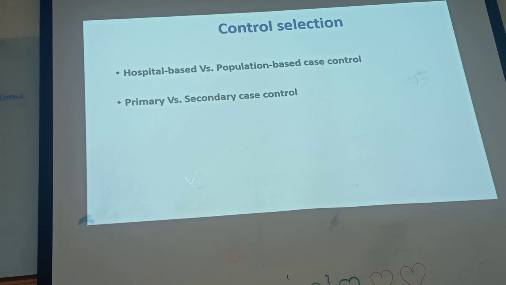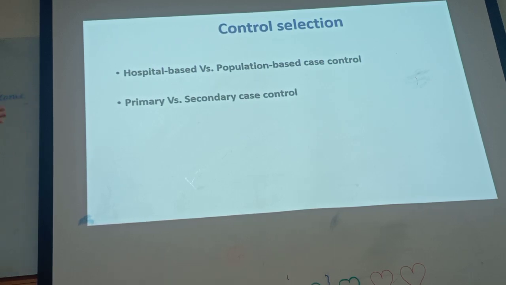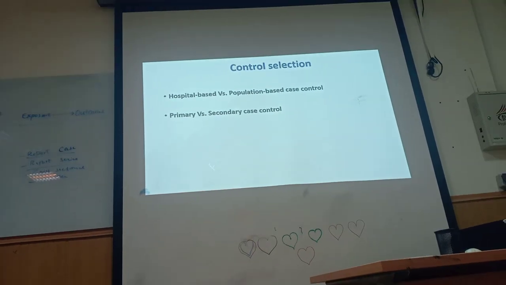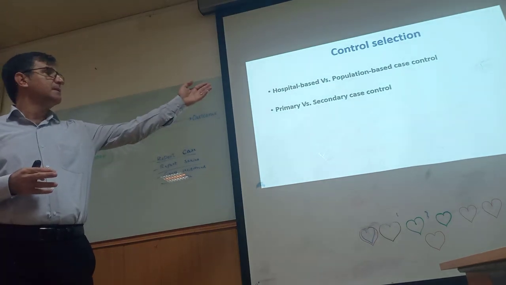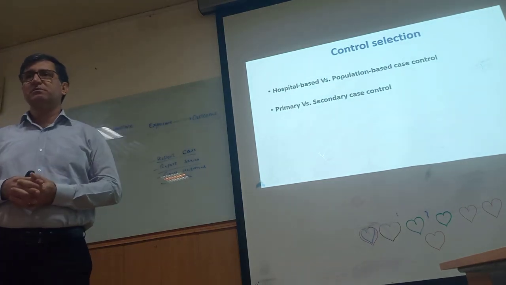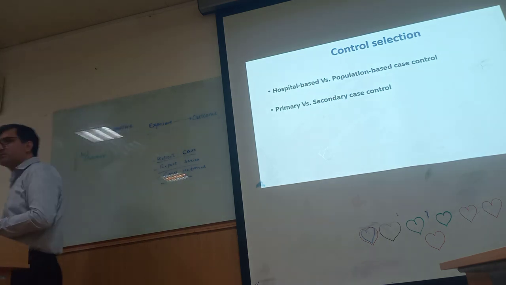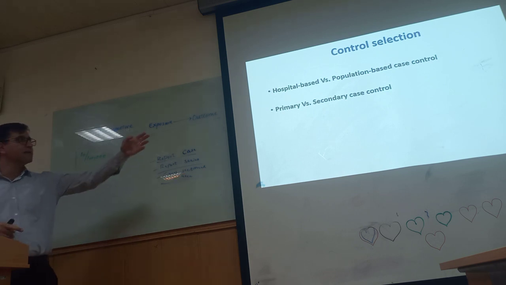But if you select the population, for example, Kish Island, and select both cases and controls from the population, your study is said to be a primary case control. And primary case control is in most cases equal to population-based case control. So primary case control and population-based case control are the same.